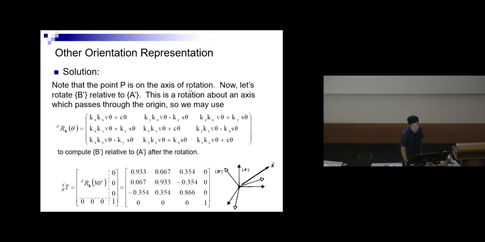So if P is on the axis of rotation, then we rotate B prime relative to A prime. This is a rotation about an axis which passes through the origin. From here we can apply the equation, the matrix that we have mentioned earlier. And after that you have your A prime T, the rotation matrix, and you will have the A prime B prime over here.